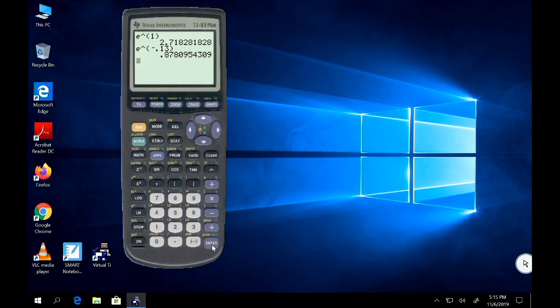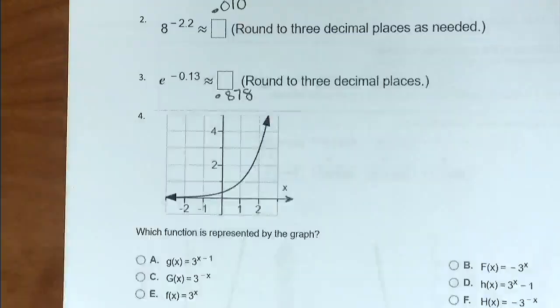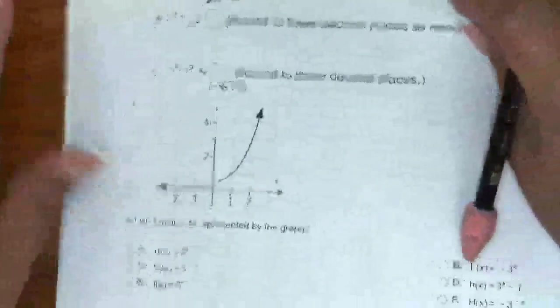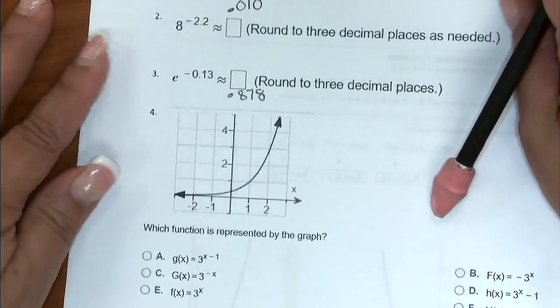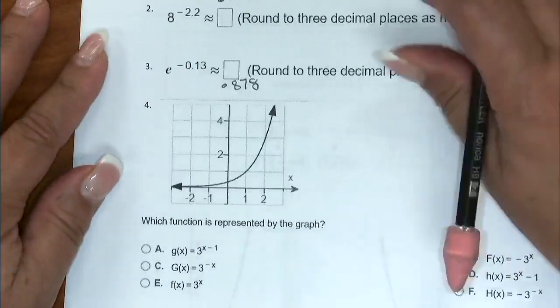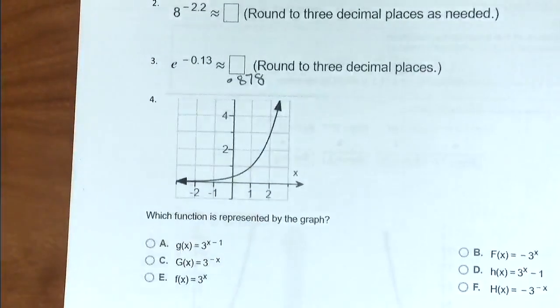Okay, I want you to know that when you're graphing, these are the kind of graphs that you're going to get. Whenever it's an exponential graph, it looks like this, but it's either going to go to the right or to the left. Here's how you know when it's going to go to the right or the left.